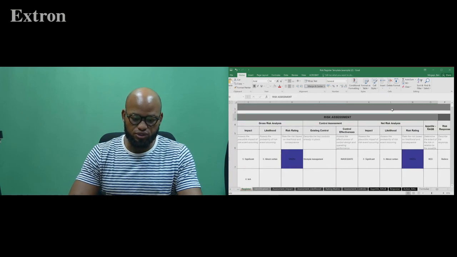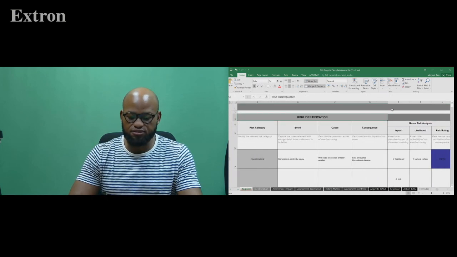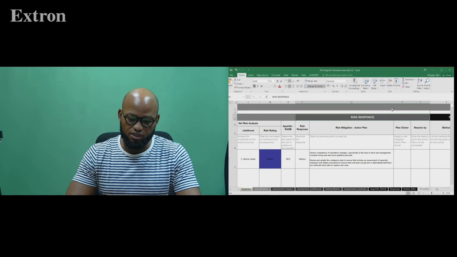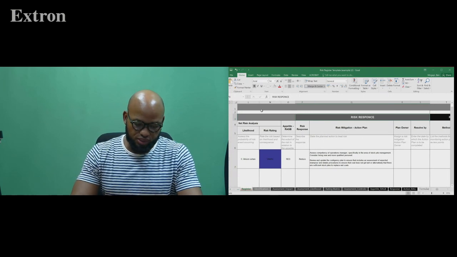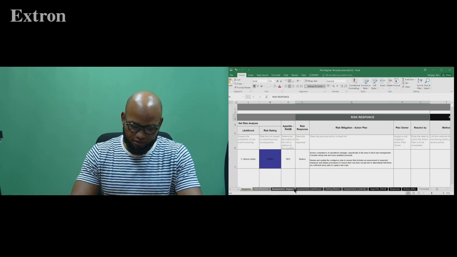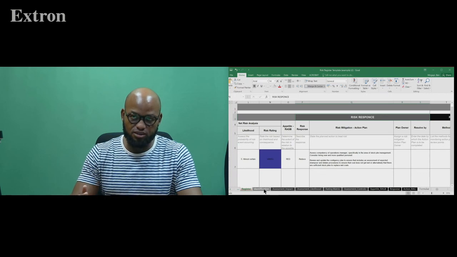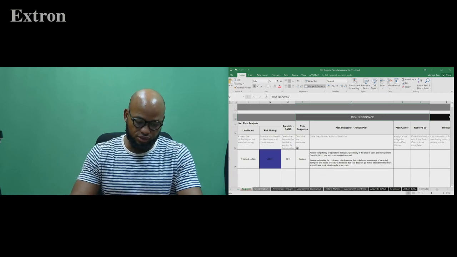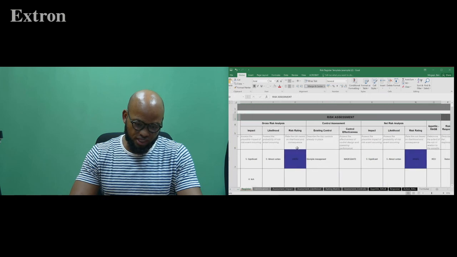Okay, so your focus is going to be on, like I said, the identification, the assessment, as well as the risk response. Okay, so you'll see that at the bottom I have a whole lot of input sheets, all of them dealing with some aspect of the 3 dimensions. Okay, so let's get started with risk identification.